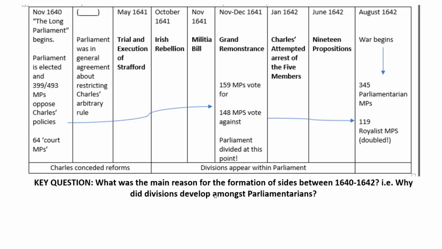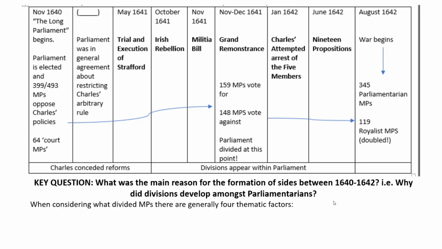So our key question, really, in this topic is what was the main reason for the formation of sides between 1640 and 1642? By the formation of sides, I mean those two sides, the royalists and the parliamentarians. Why is it that those two sides form? And what that means is, why really does a civil war break out?